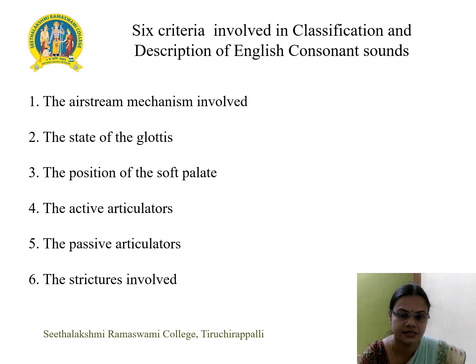There are 6 criteria that are involved in classification and description of English consonant sounds. They are: number 1, the airstream mechanism involved; number 2, the state of the glottis; number 3, the position of the soft palate; number 4 and 5, the active and the passive articulators; number 6, the stricture involved.